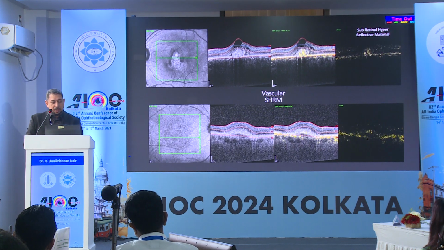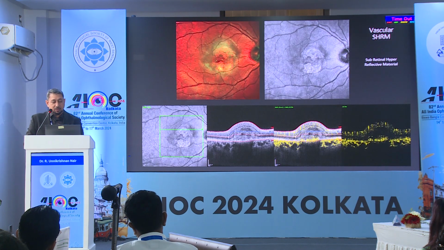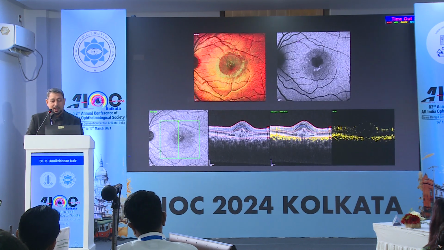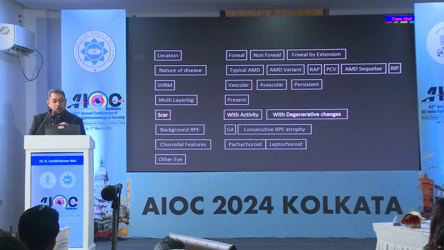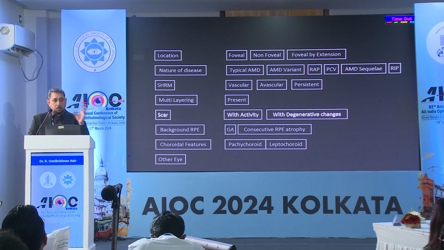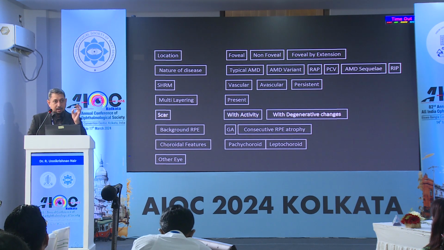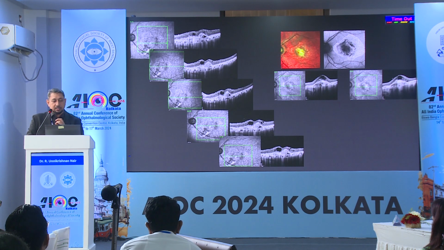So this is the SHRM, and when it goes, you see it's still over there. It becomes more and more compact, and then finally you end up in a scar. Multi-layering, as I said, and when you see a scar, you have to assess how and where to stop treatment. You can have two: a scar with activity, that is you see true activity, or a scar with degenerative changes.